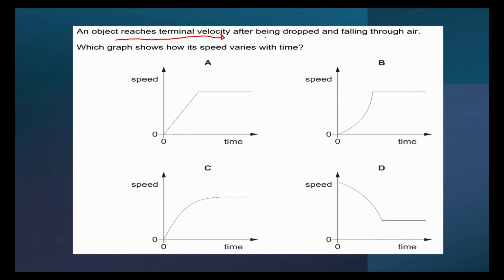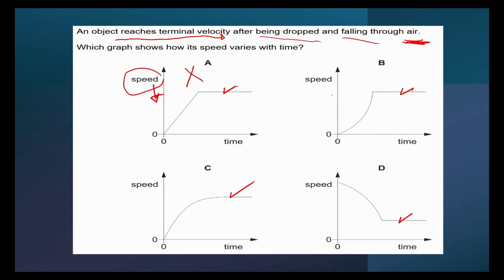Good. After being dropped and falling through air, this means we have air resistance. All of them reach terminal velocity. This part is correct. This part is correct. This part is correct. And this part is also correct. But look at this. Look at A. We have here a straight line. This means we have here a constant acceleration. So this one is not correct.